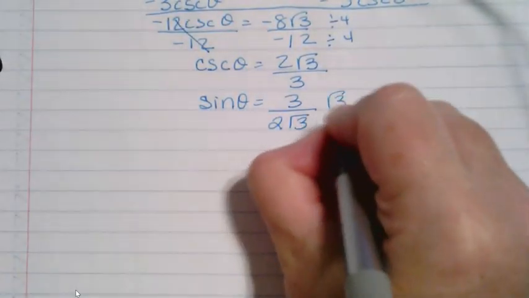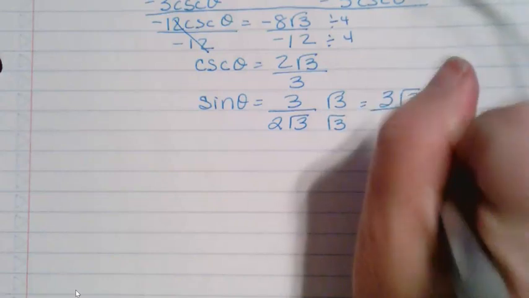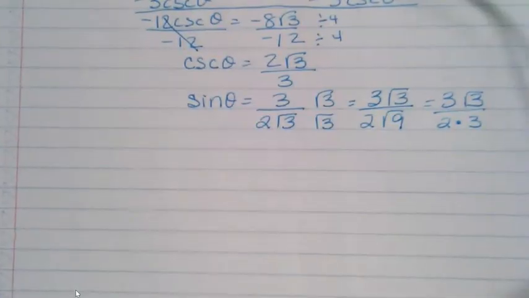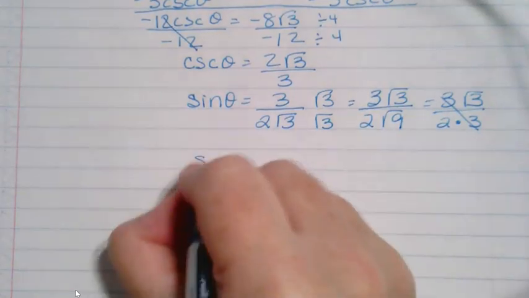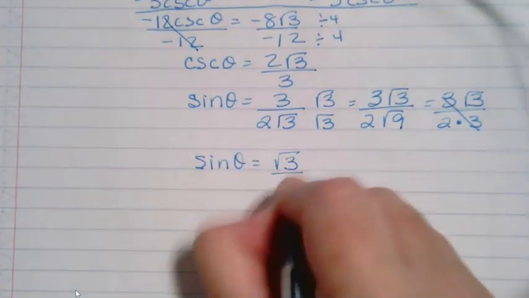Now I have to rationalize. No, you don't do anything with the 2. You leave it alone. So we get 3 square roots of 3 over 2 square roots of 9, which is just 3 square roots of 3. And I'm going to write it this way, 2 times 3. And notice here, the 3's on the outside cancel. So we're left with sine is square root of 3 over 2.